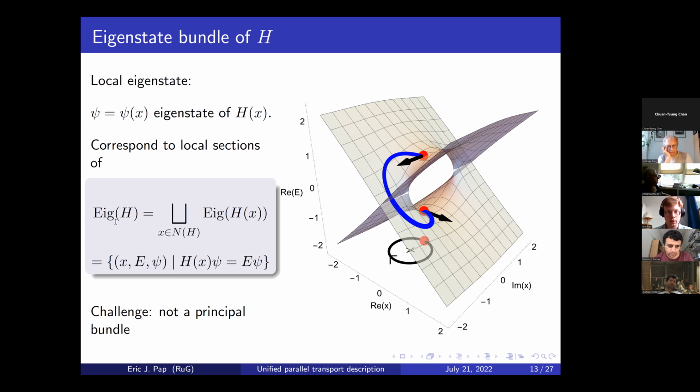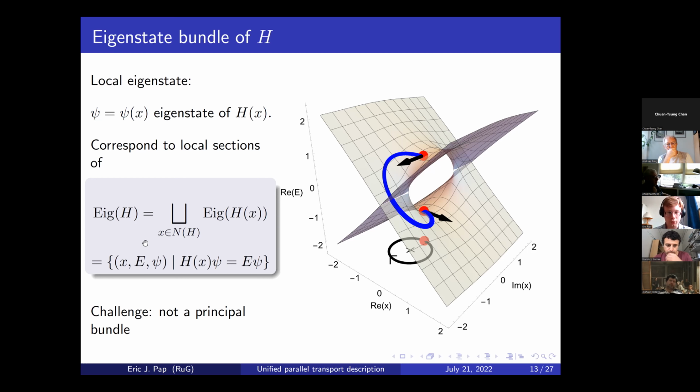And so how do you get it? Well, you can say, I'm going to look at all the graphs of these. So then I'm going to look at (x, psi), where psi is an eigenstate of h of x. And so it will have some definite energy. And it's very convenient to list this energy because if you need it, it's just part of your input data.